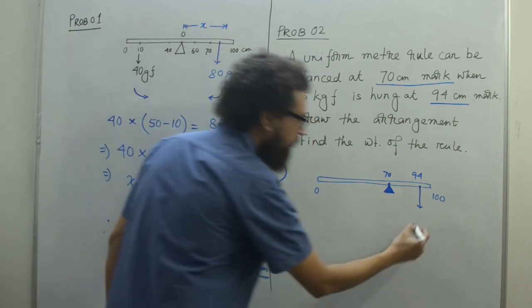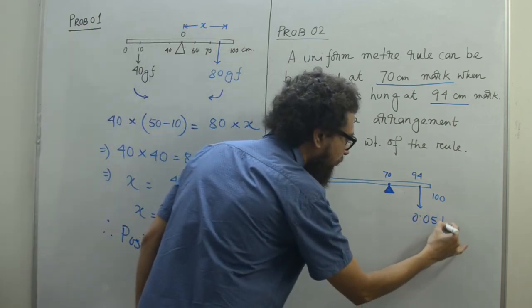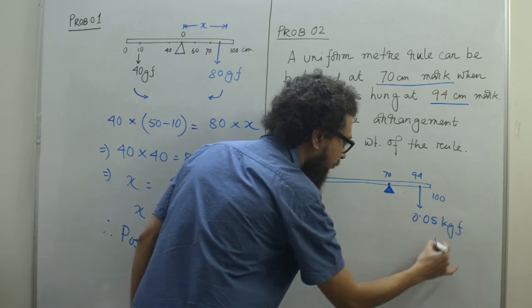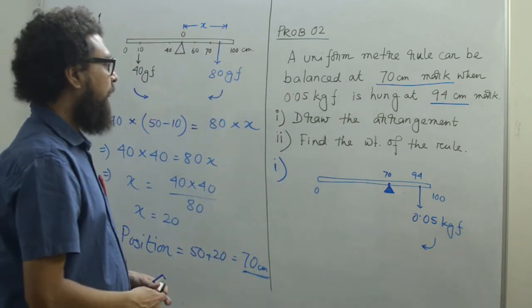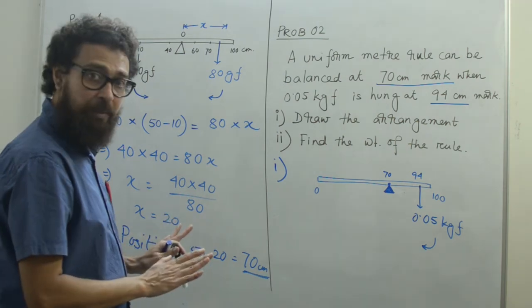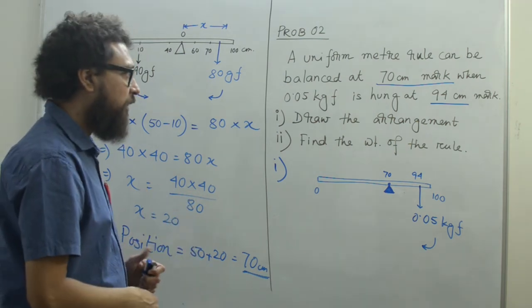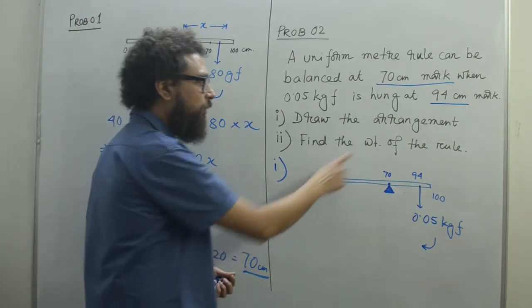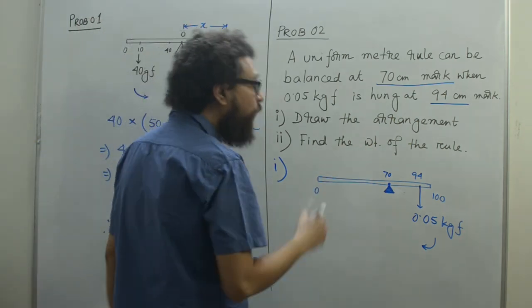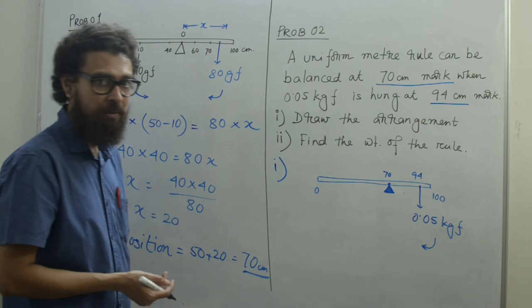So 0.05 kgf, direction clockwise. So this is the arrangement they have given, but we have not completed the diagram because we are missing one thing. Can you tell me what? We are missing the weight of the rule that they have asked us. Fine. Where will be the weight? This is another good question.